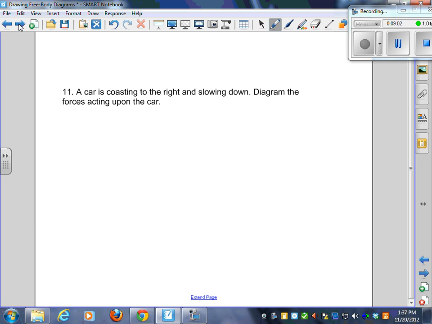Number 10. A car is coasting to the right and slowing down. Which means the friction's greater than the acceleration. I drew an actual car. Is that what it looks like? No. Why not? The friction should be greater than the acceleration. It's not an acceleration, it's a force. The arrows are only forces. Applied force. There is no applied force.